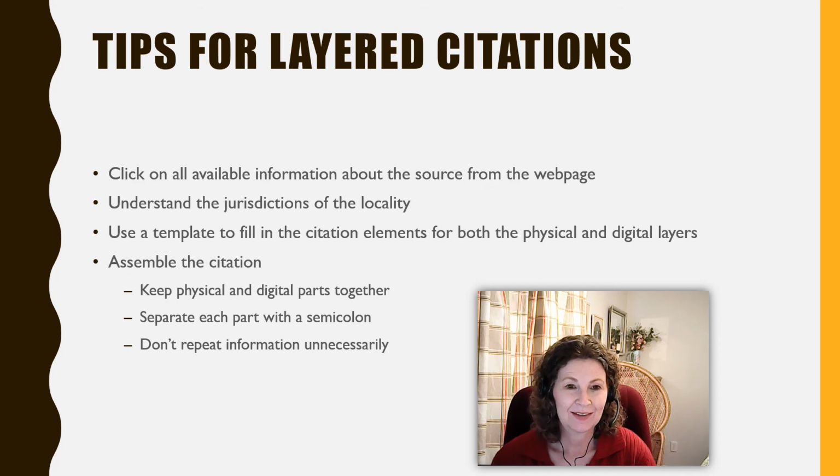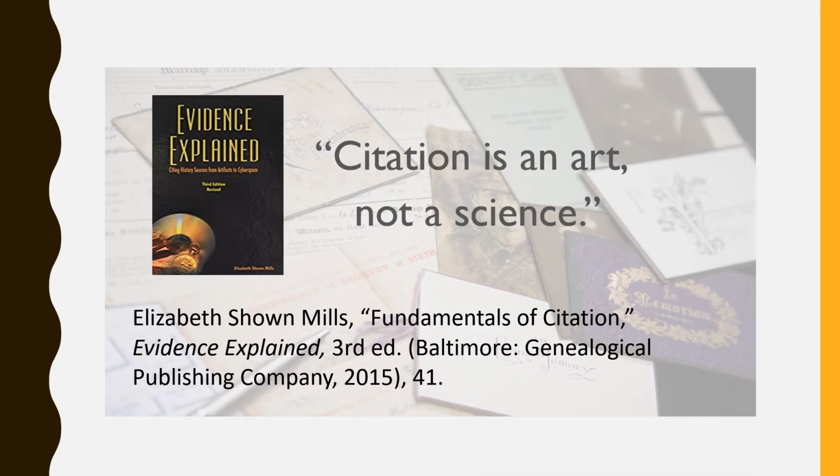As we're coming to the end of this three-part series, I've given you a lot of different tips all the way through it. So let's recapitulate all those. First of all, you want to click on all available information about the source from the web page. Understand the jurisdictions of the locality. Use a template to fill in the citation elements for both the physical and digital layers, and then assemble your citation. Keep your physical and digital parts together. Separate each part with a semicolon, and don't be repetitive. Each layer does not have to have every single piece. Remember, citation is an art, not a science.